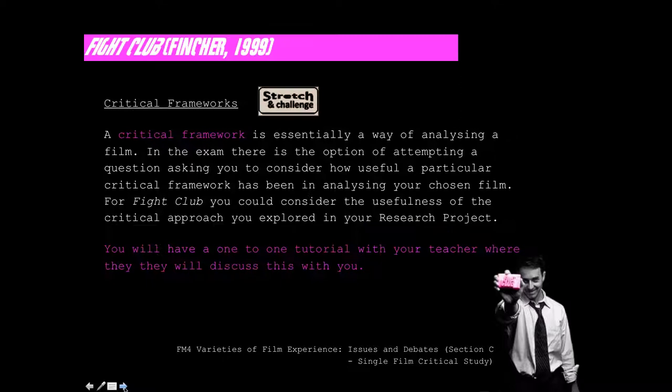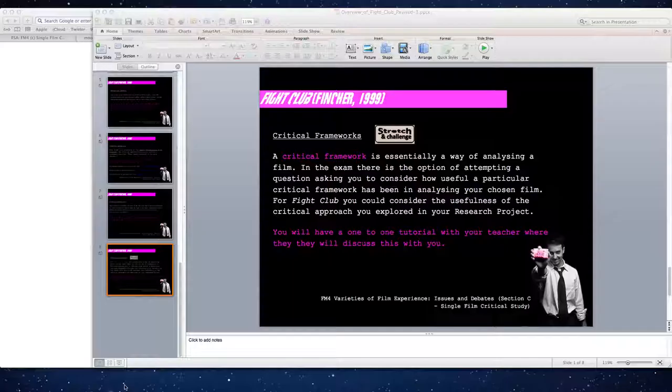On the critical framework question, you've had a one-to-one with either me or Rosie about this. The idea is to link it in with your research project. So take a critical approach, whether it be genre, auteur, gender, social, or political, and relate that to your study of Fight Club and how useful that approach has been. It is a more challenging question, but depending on what you did for your research project and how confident you are in bringing in critical frameworks, it is worth considering. And you've had some advice from either myself or Rosie on that.